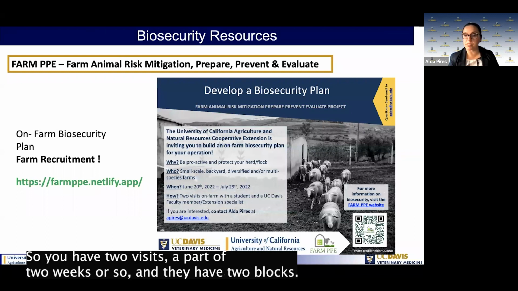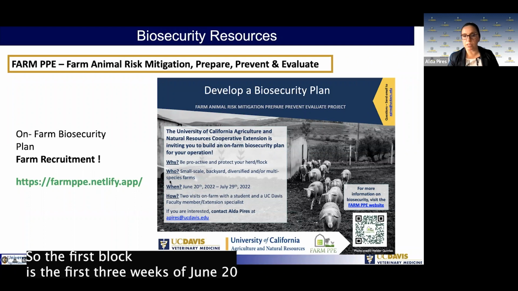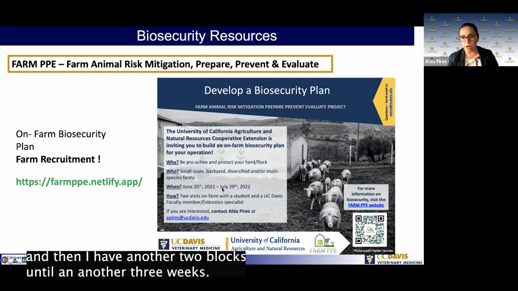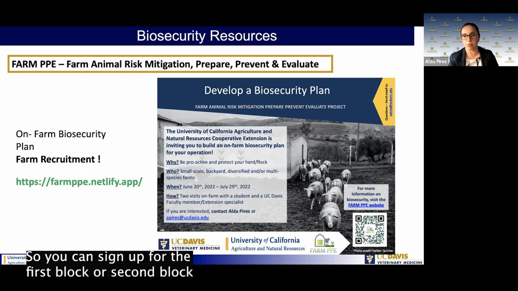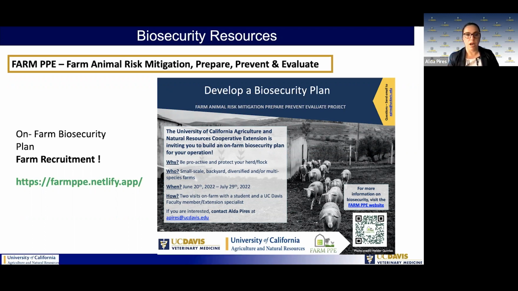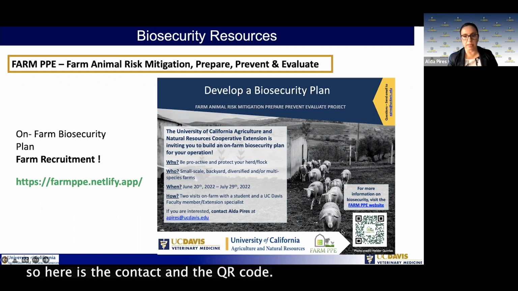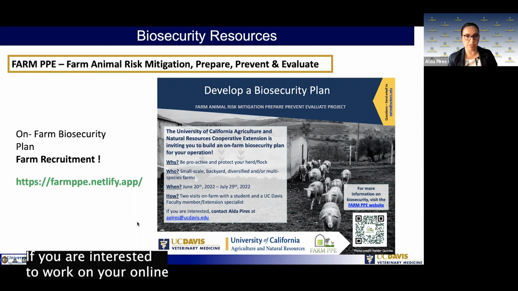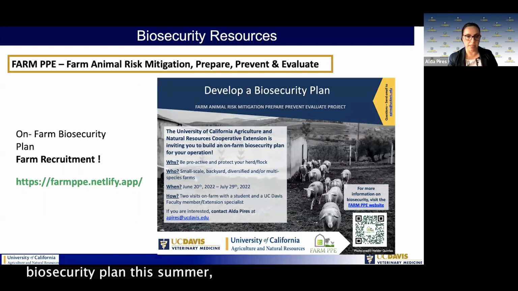So we'll have 2 visits, apart by 2 weeks or so. And we have 2 blocks. The first block is the first 3 weeks of June, and then I have another block for another 3 weeks. So you can sign up for the first block or the second block. So here's the contact and the QR code if you are interested to work on your on-farm biosecurity plan this summer.